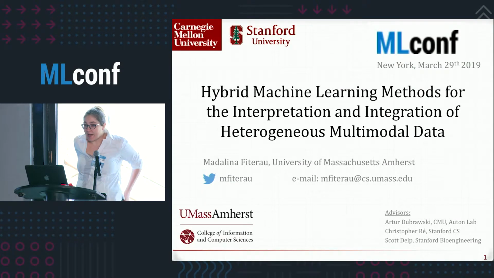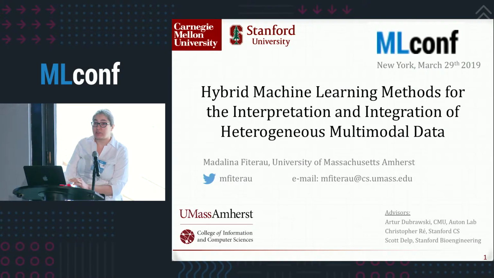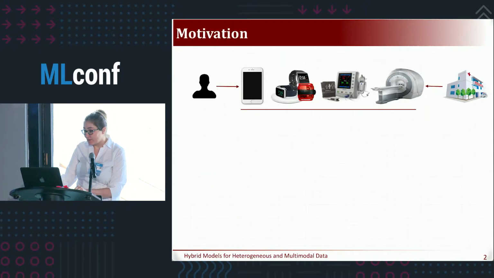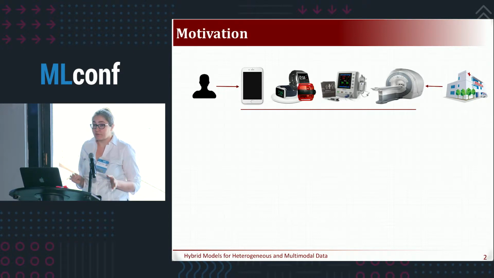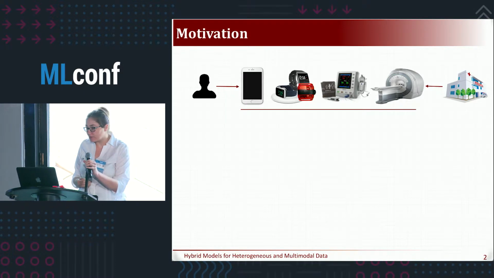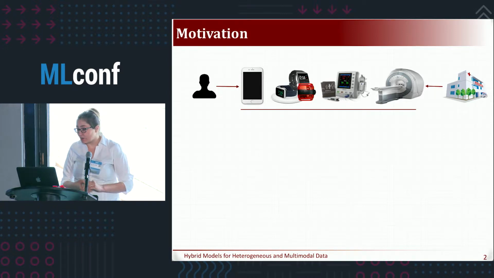I'll be talking about hybrid machine learning methods for the interpretation and integration of heterogeneous multimodal data. Now, I've been doing research in the field of machine learning for about a decade now, since I started my PhD. And over this time, we've all seen, I'm sure, a sharp increase in data abundance and computational capabilities. And this has, of course, opened new possibilities for the training of machine learning models, both in terms of their variety and the scale of the models.